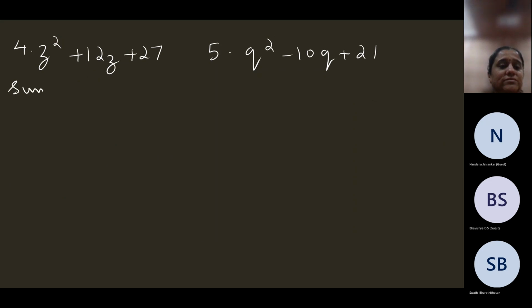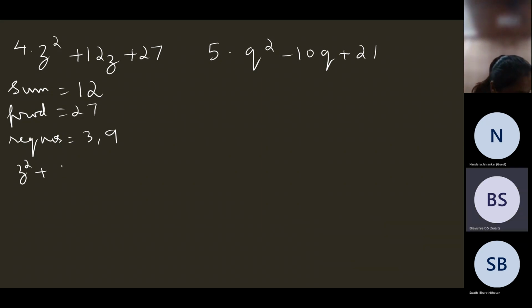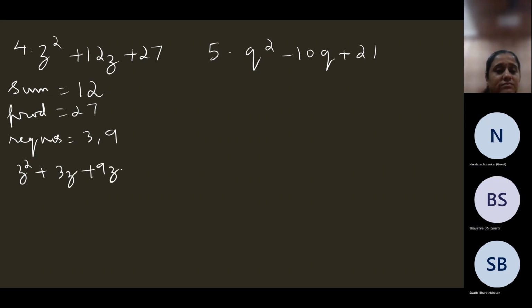So what's the sum here? Ma'am, 12. Product, 27. Required numbers? Ma'am, 9 and 3. Or 3 and 9, whatever. So z square. Bhavishya, quickly. Z square plus 3z plus 9z, ma'am, plus 27.